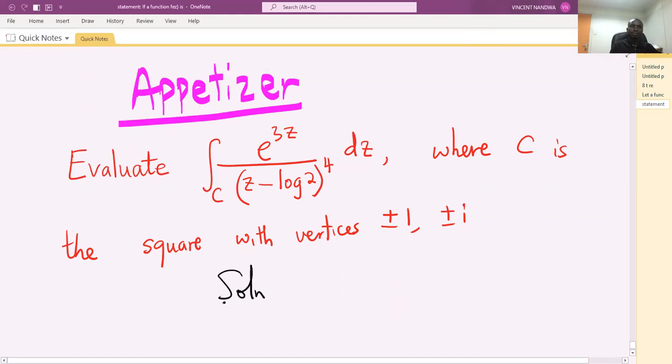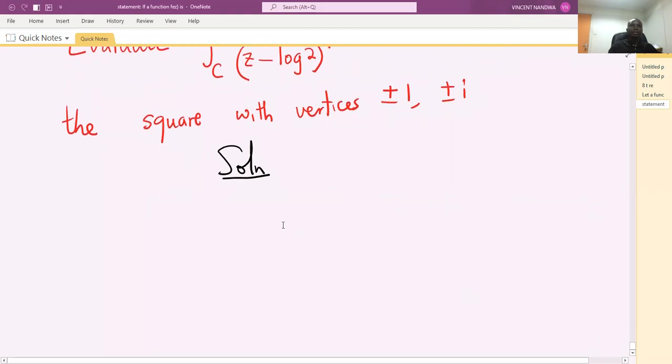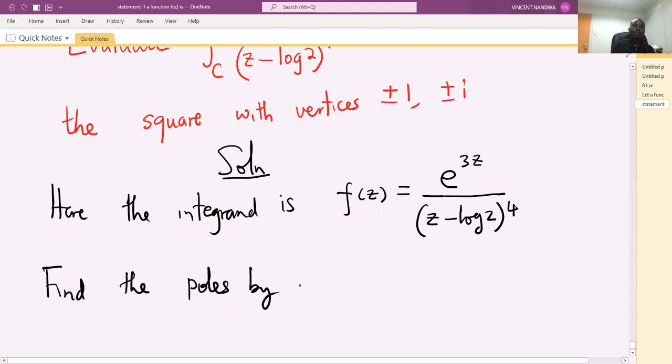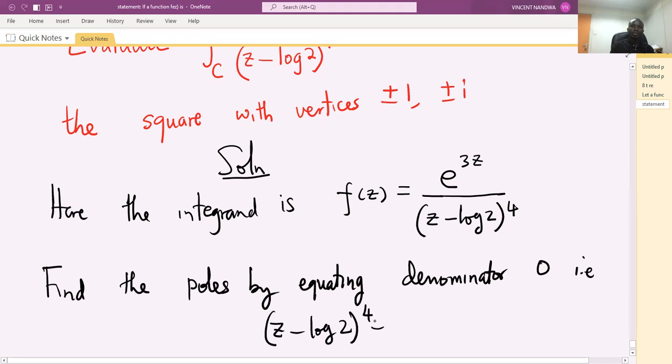Solution. First step, find the poles. So we say here, the integrand is f of z, e raised to power 3z divided by (z minus log 2) power 4. So we first find the poles by equating the denominator to zero, i.e. (z minus log of 2) power 4 is equal to zero.